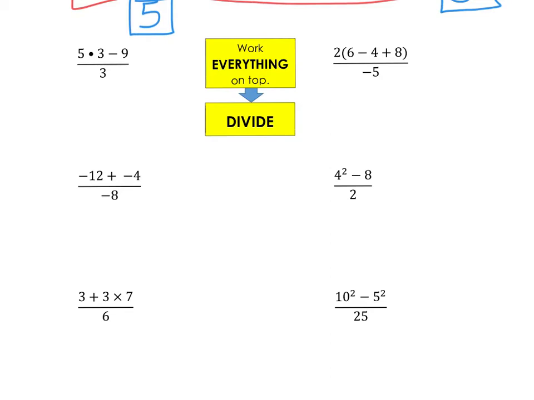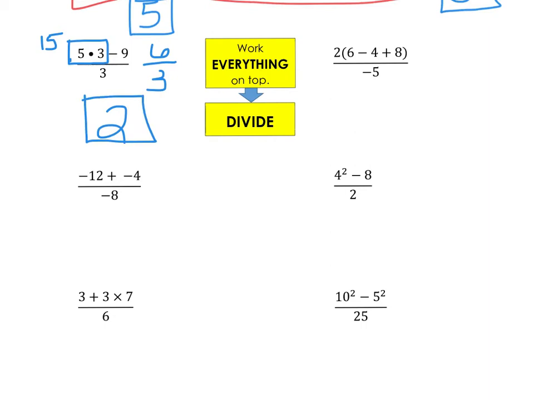So let's go ahead and look at this. Here we're going to do 5 times 3. We're going to do our multiplication first, which is 15. Then, because we're still up top, we're going to take care of our subtraction, and 15 minus 9 is 6. And then last, we're going to divide. 6 divided by 3 is 2.